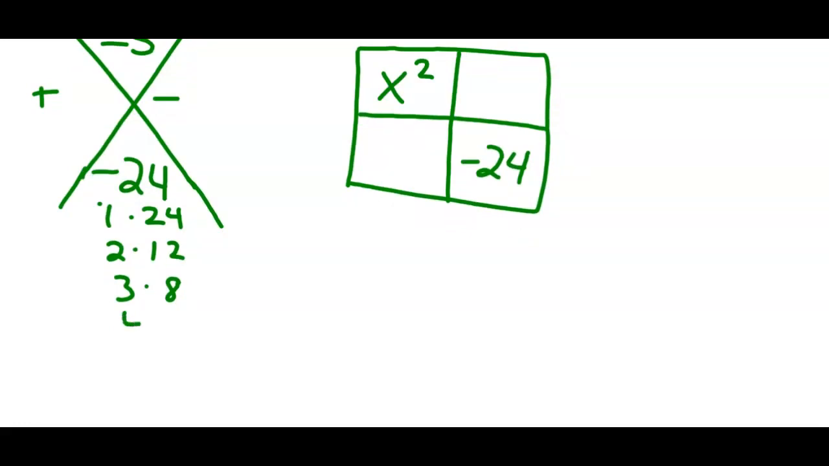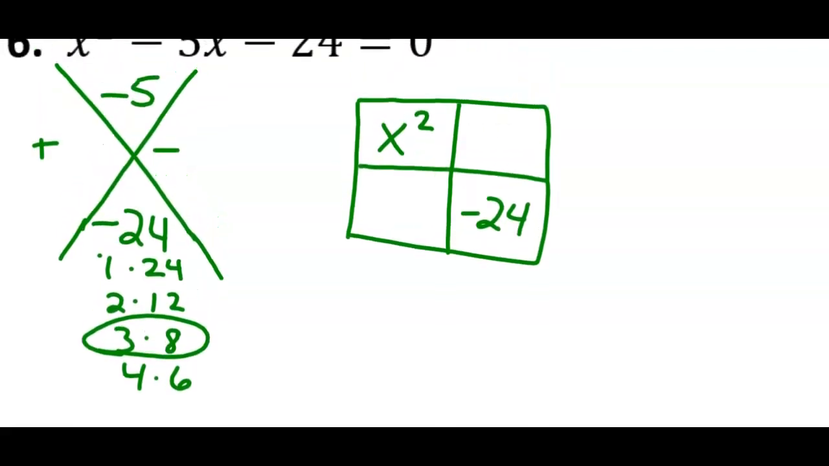What am I going to put there? 6, right? 4 times 6. 5 won't work because that doesn't end with a 5. Which of these factors, which is in my list, 3 times 8 will add to negative 5. Which one has to be bigger, my 8 or my 3?